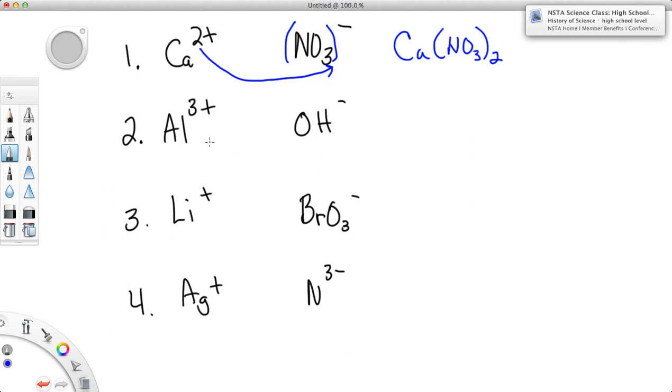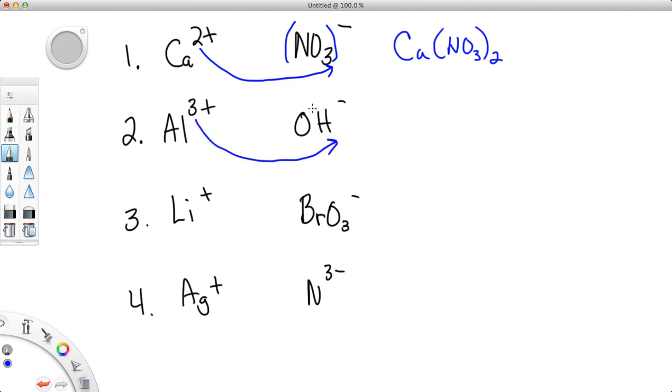Next up is aluminum Al3 plus with OH minus. Okay. We are going to do the crisscross method. Again, the 3 is going to come down and go over here, but we're putting a number behind a polyatomic anion, so we're going to have to use parentheses again. We don't do anything with the 1, so there's our answer. Al(OH)3, aluminum hydroxide.